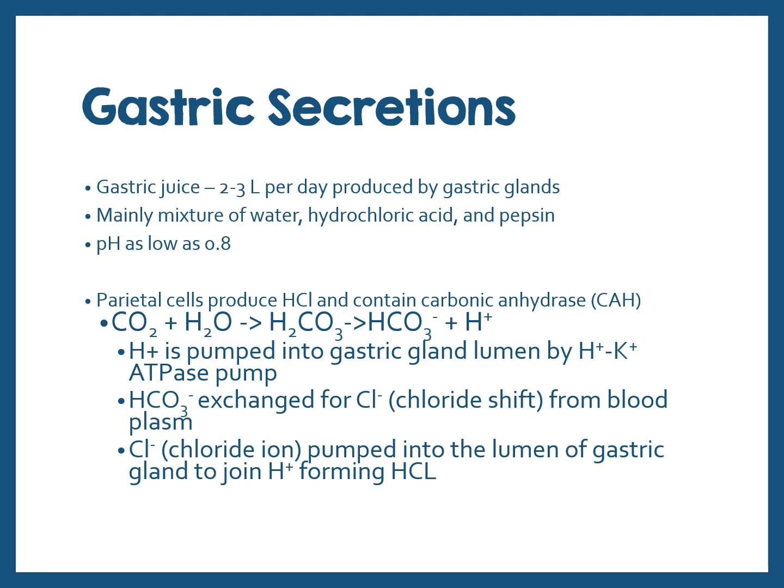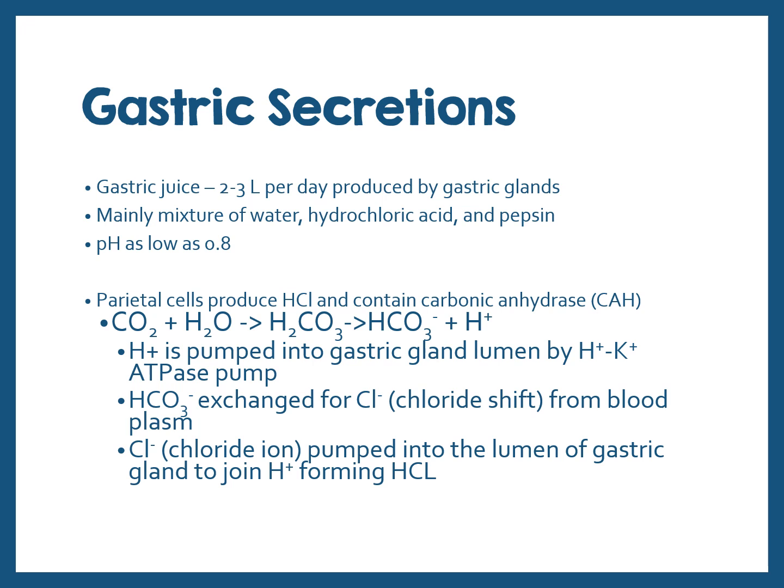So your parietal cells, remember that was that Pac-Man looking guy, will combine water with carbon dioxide from the blood to form carbonic acid. And then carbonic acid will break down into bicarbonate ion and hydrogen ion. Bicarbonate ion is the HCO3. And that bicarbonate ion is going to return to the blood in exchange for chlorine. Chlorine will enter into the lumen with hydrogen, and the two will form hydrochloric acid.